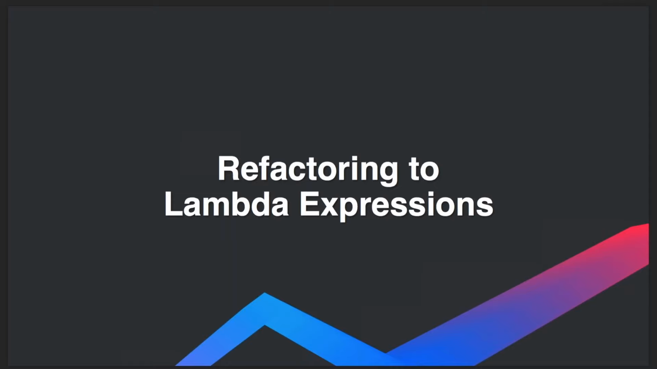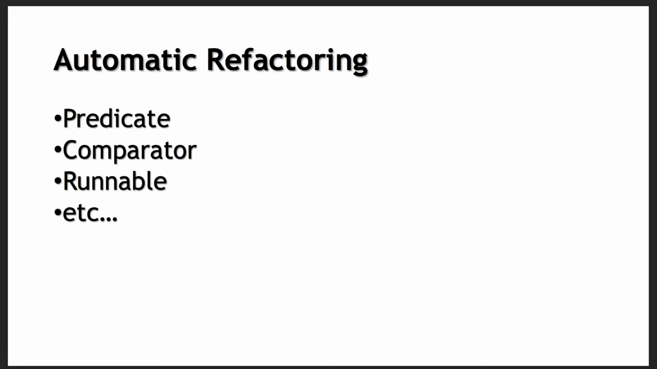The first thing I want to look at is refactoring to using Lambda expressions, because this is probably the simplest and most automated refactoring that we can do. The easiest things that we can do is take any anonymous inner classes that implemented things like comparator, runnable, callable, predicate, all of these interfaces that always only had a single abstract method, and use Lambda expressions instead of using anonymous inner types.